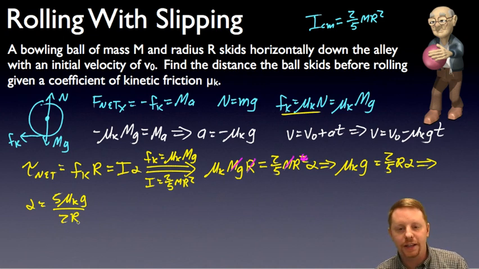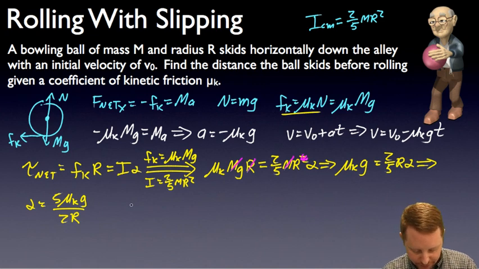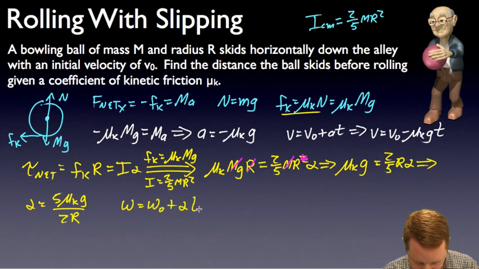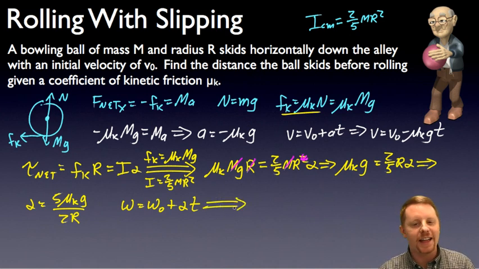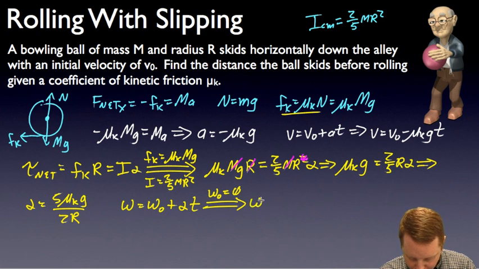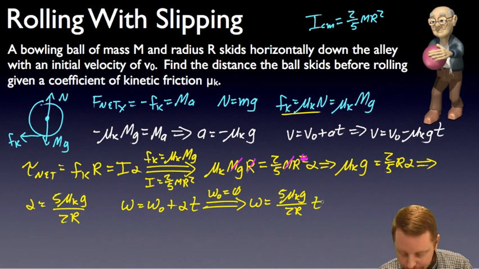Now let's go to our kinematics for rotational motion, just like we did when we were doing it with translational motion up here, to say that the angular velocity is equal to the initial angular velocity plus alpha t. And in our case, because we said initially it's not going to have any rotational aspects, our initial angular velocity, omega 0, is equal to 0. So omega is just going to be equal to alpha t, or 5 mu k g over 2r times t.